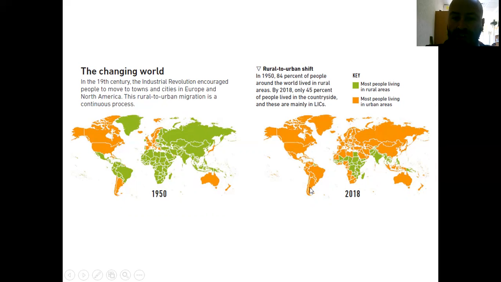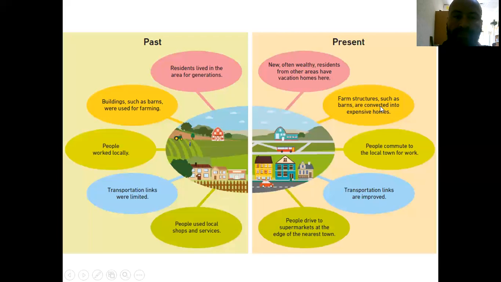It has changed. Most of America, except one of the Guyanas, is no longer mostly rural. Most of that country's population is still living in rural areas. But as for the rest of us, we are living in urban areas. Urban areas, I mean cities. We have passed through lots of changes, okay?